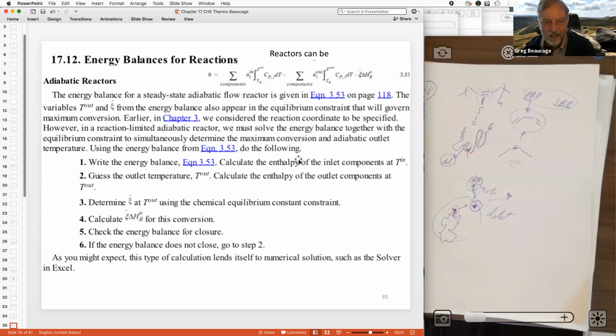So first you do the energy balance: calculate the enthalpy of the inlet components at T in, and then guess the outlet temperature, get the enthalpy of the outlet, subtract the two, then determine from that, to get this to be zero, the reaction coordinate at T out. Then from that temperature out, you also get K calc, so you can get this reaction coordinate. And then you kind of loop this thing. So these are the steps that you do.